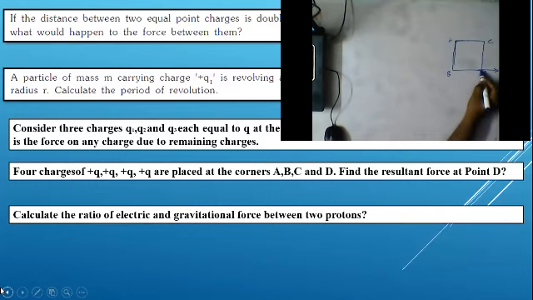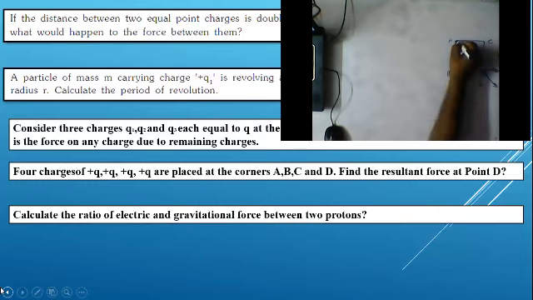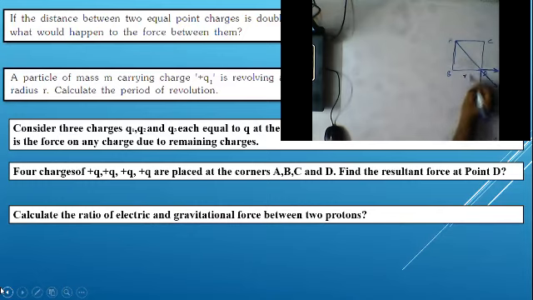On this point D, there is a force due to B in this direction. Why do I consider it this way? Since all are similar charges, repulsion will be there, so the net force acts in this direction. Due to C, the force will act in this direction, and due to A, the force will act in this direction, exactly like this. The sides are separated by a distance of r, but this diagonal distance is root 2 r.